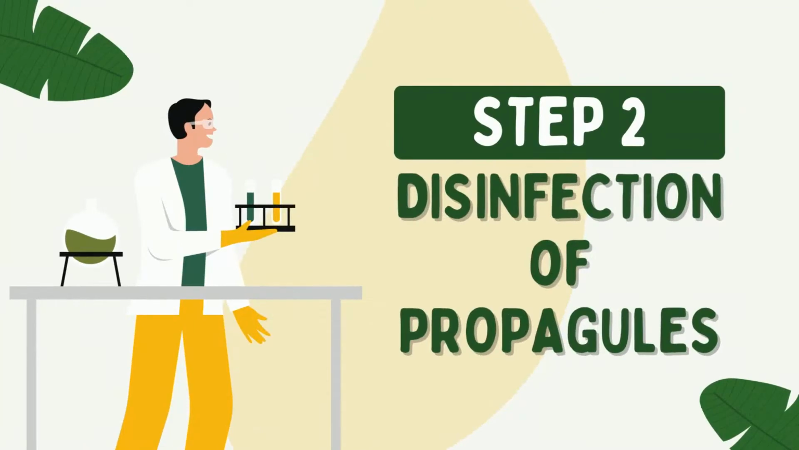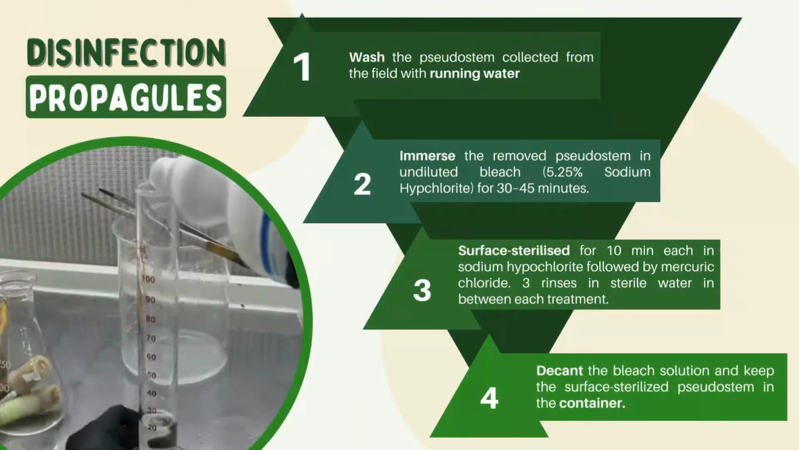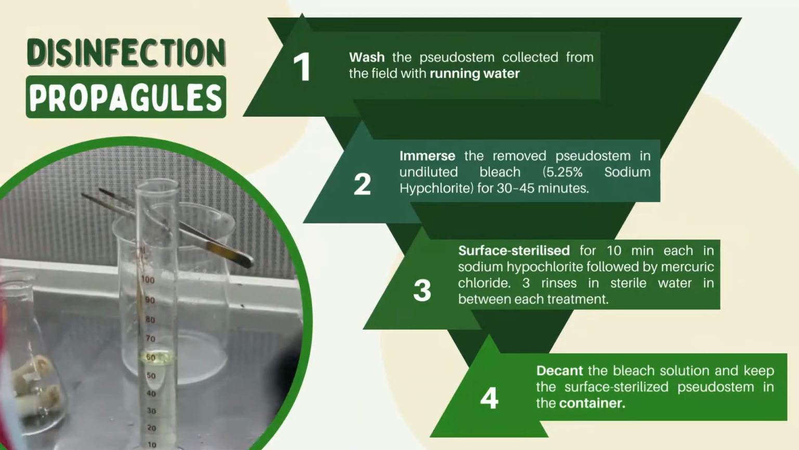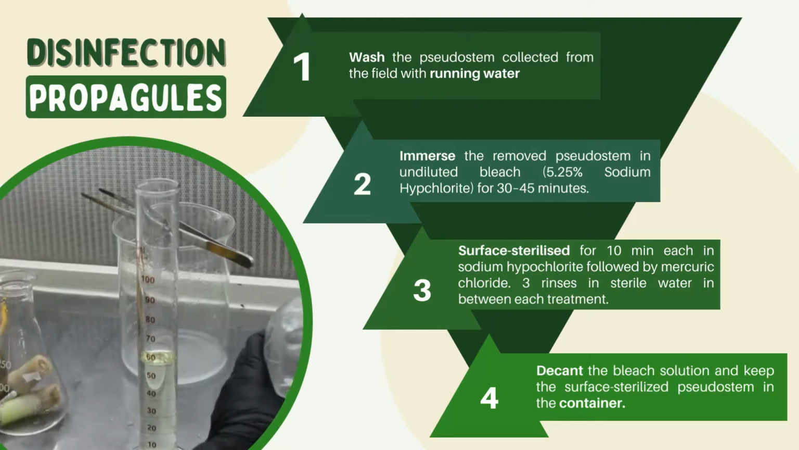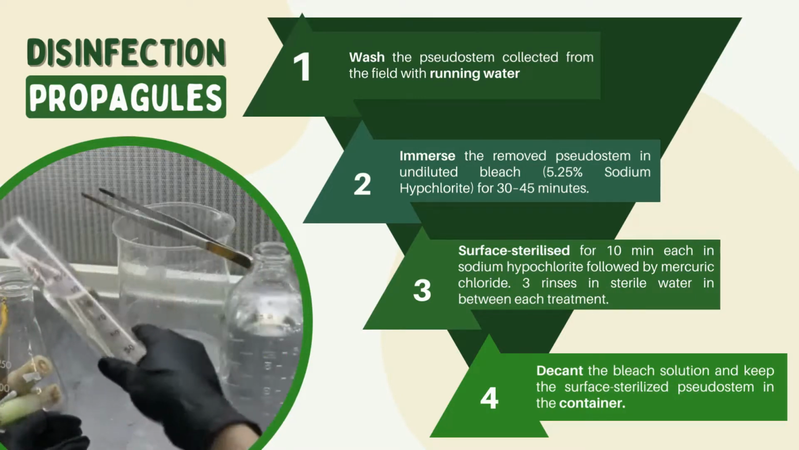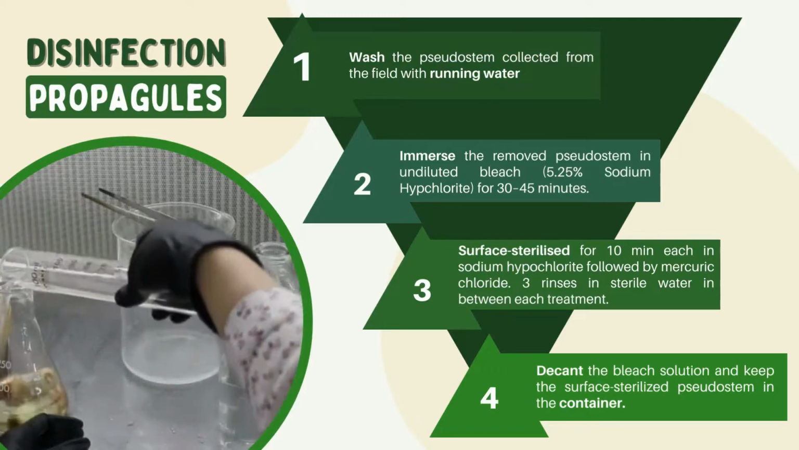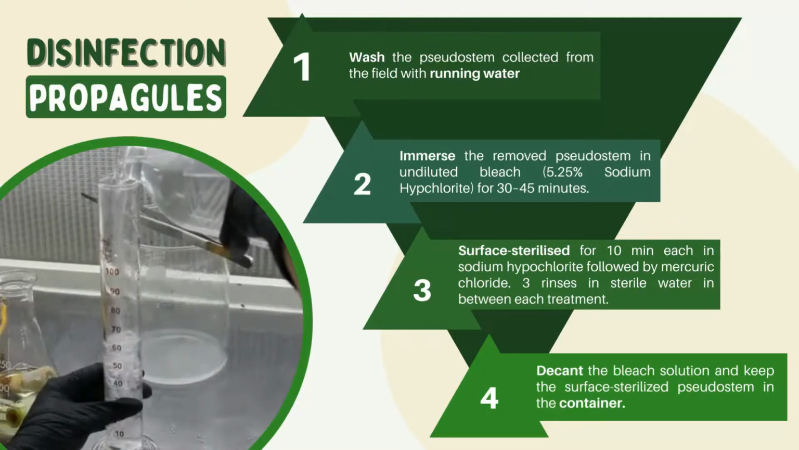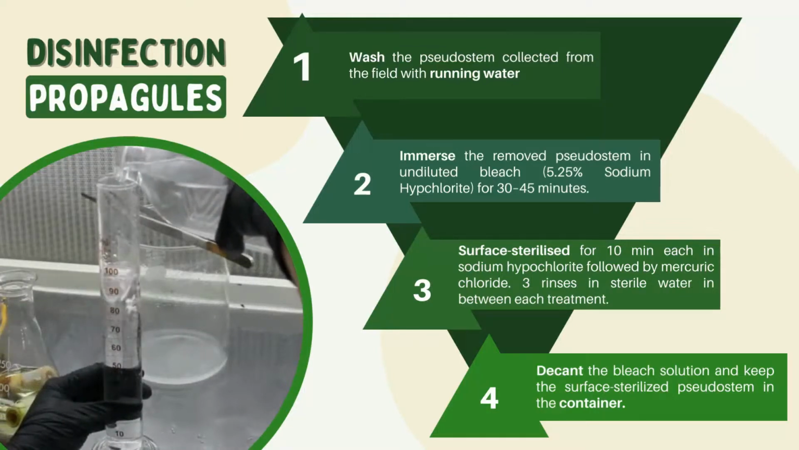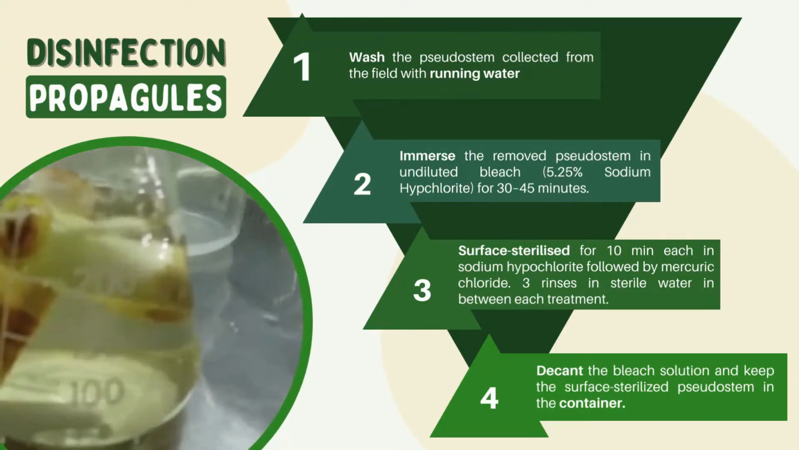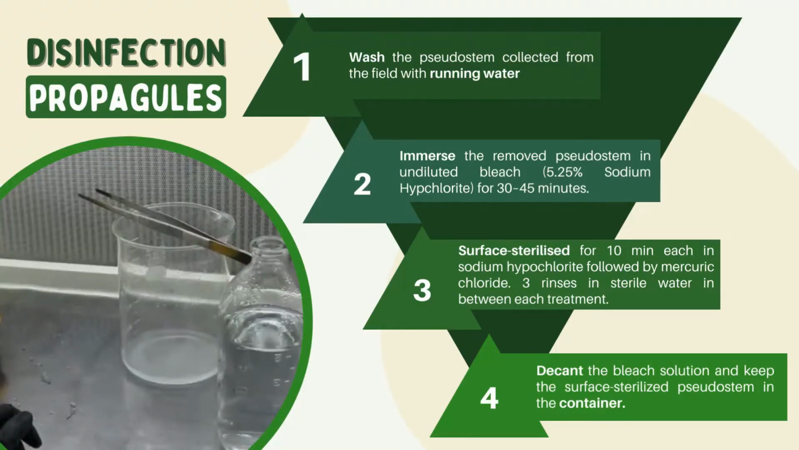The second step is disinfection of the propagule. First, wash the pseudostem with running water to remove soil and surface tissues such as roots and sheaths. Immerse the pseudostem in a container of undiluted household bleach, which is 5.25% sodium hypochlorite, for 30 to 45 minutes. They are then surface sterilized for 10 minutes each in 4% sodium hypochlorite followed by 0.1% mercuric chloride, with 3 rinses in sterile water in between each treatment. Decant the bleach solution and keep the surface sterilized pseudostem in the container.